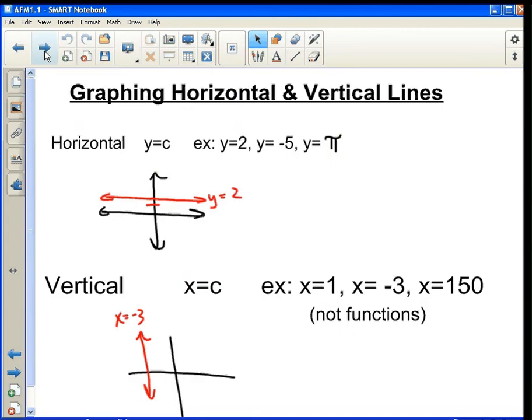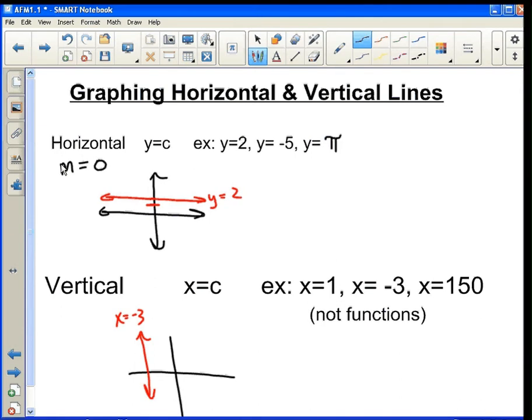So first, I want to make sure you know what the equations for horizontal and vertical lines look like. A horizontal line is always of the form y equals c, or y equals a number. So you see some examples there. y equals 2, y equals -5, y equals pi. Anytime it's y equals a number, that is a horizontal line. Which, if you remember, we said horizontal lines are ones that have a slope of 0.